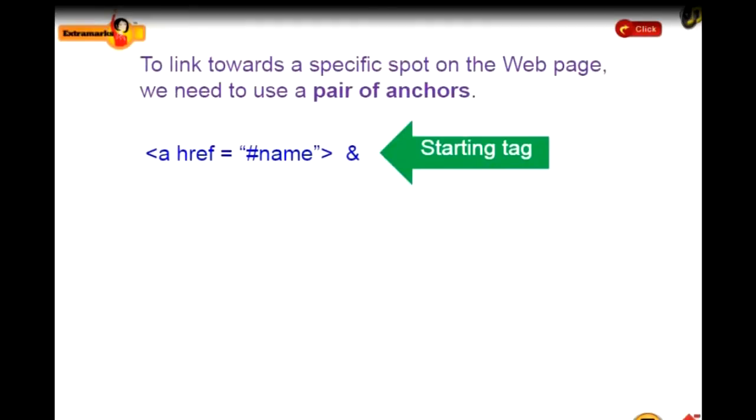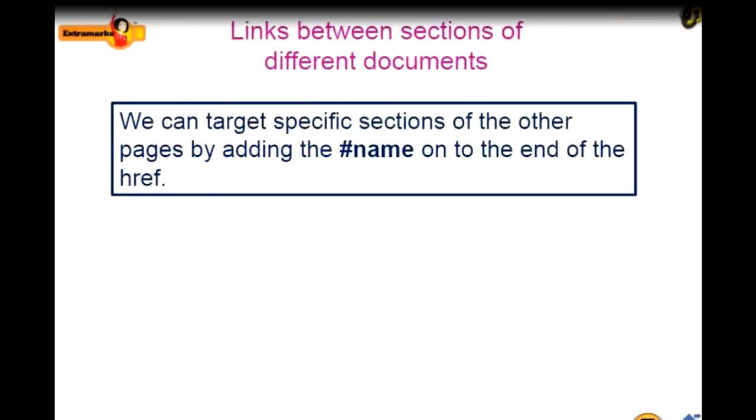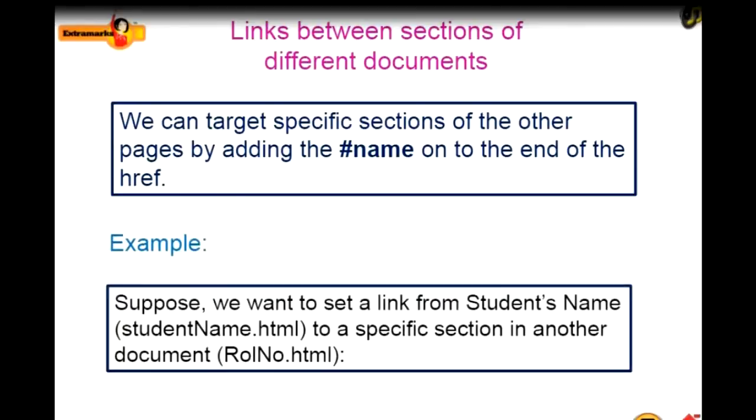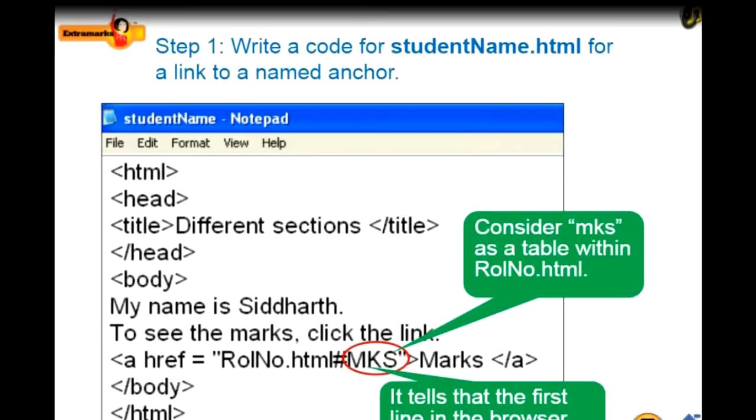Now it is a href hash name. It's a starting tag. Now this is the target, and the link between the sections. We can target a specific section of other pages by adding a hash name on the end of the href. Suppose we want to set a link from student name HTML to the roll number; this is the way we can link. Now you can see this in this coding.